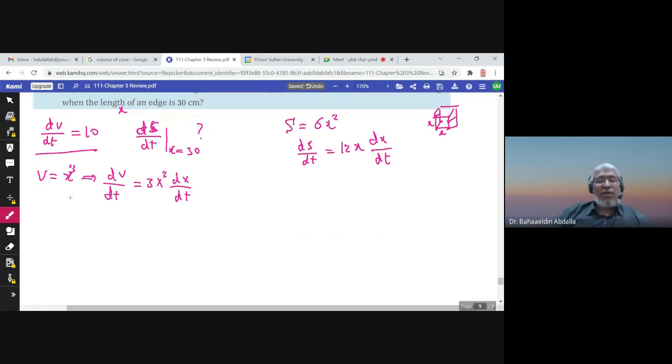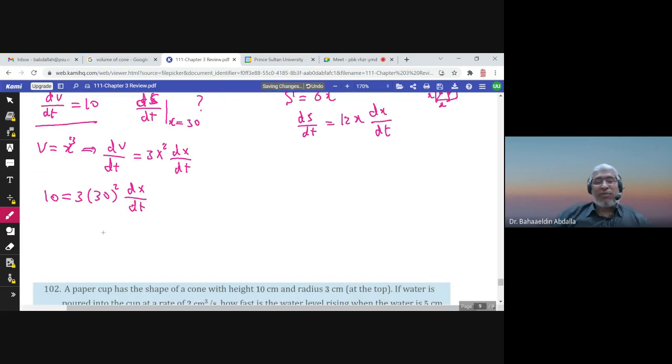Well, I have dV by dt, which is 10. And I have x, which is 30. So I can solve this equation and find dx by dt. So dx by dt would be 10 over 3 times 30 squared. Okay, this is dx by dt, which is 1 over 270.